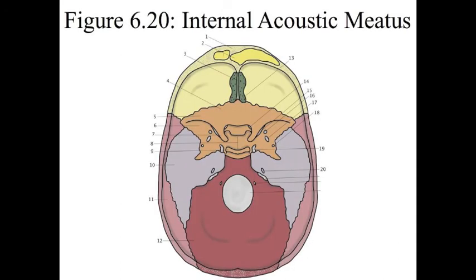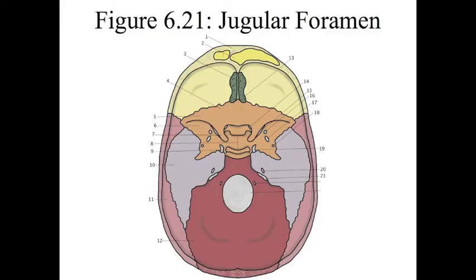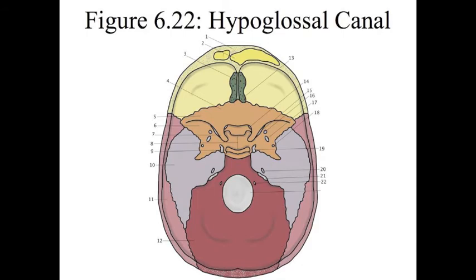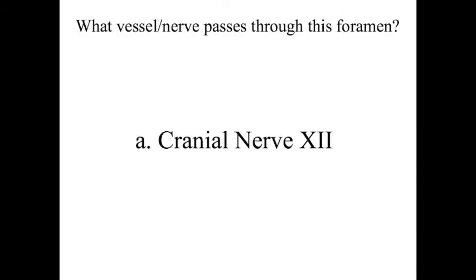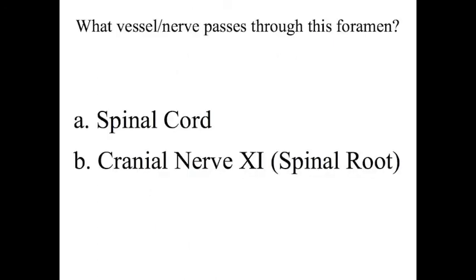Number 20 is the internal acoustic meatus, and it has cranial nerve number 7, the facial nerve, and cranial nerve number 8, the vestibulocochlear nerve. Number 21 is the jugular foramen. It has the internal jugular vein and cranial nerves 9, 10, and 11, but remember it's only the cranial root of number 11. Number 22 is the hypoglossal canal, which holds the hypoglossal nerve or cranial nerve number 12. Number 23 is foramen magnum, again the one that holds your spinal cord and the spinal root of cranial nerve number 11.